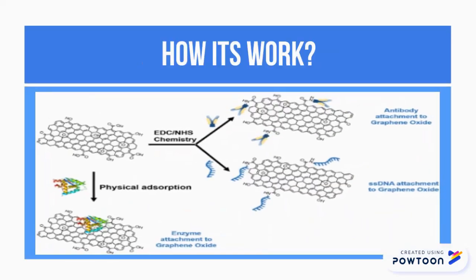For this to occur, the bioreceptor molecules such as antibodies, single-strand DNA, and enzymes need to be attached to the transducer surface. The most common attachment method used for antibodies and single-strand DNA immobilization onto graphene and its derivatives such as graphene oxide and reduced graphene oxide is EDC or NHS chemistry. While enzymes are most commonly immobilized using physisorption or physical adsorption.